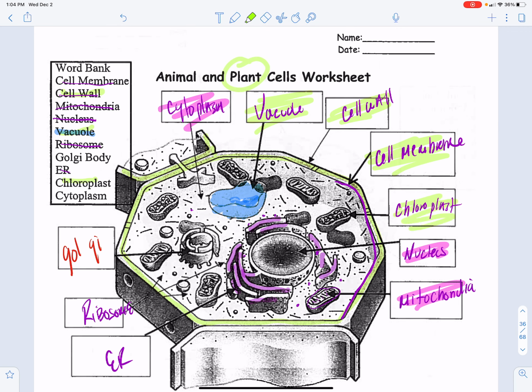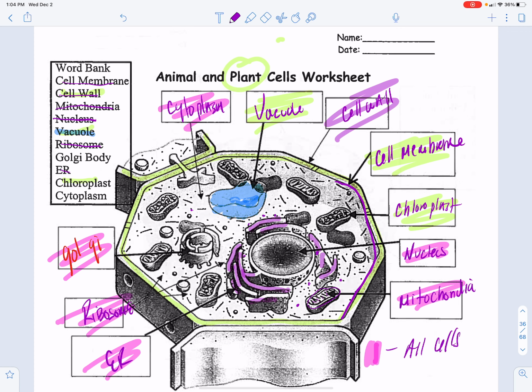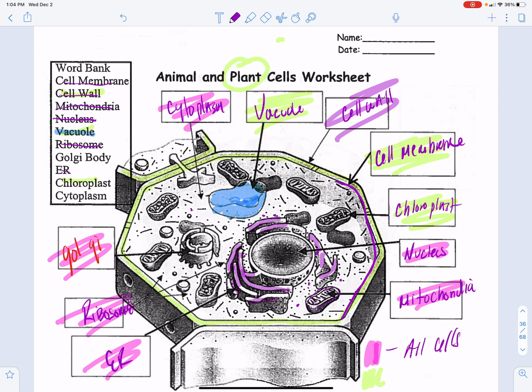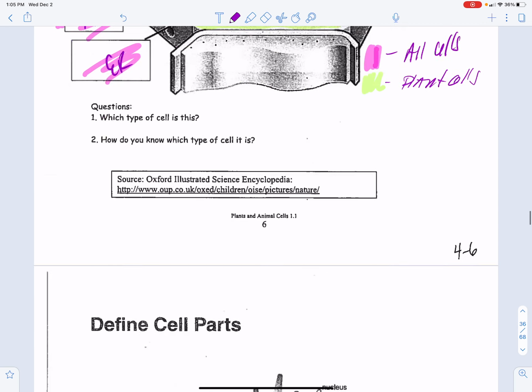Chloroplast. And we go back here, and all cells have a cell wall, so we're going to color that in purple. Okay, so all cells have a cell wall. I think we did pink, actually. All cells have Golgi. All cells have ribosome. All cells have ER. So those are common in all cells. So the purple or pink are all cells. In the case of the green, these are things that are found in only plant cells. Okay. Excellent.